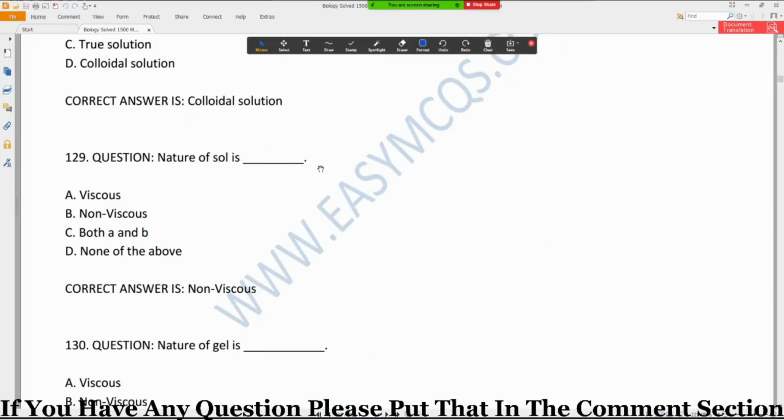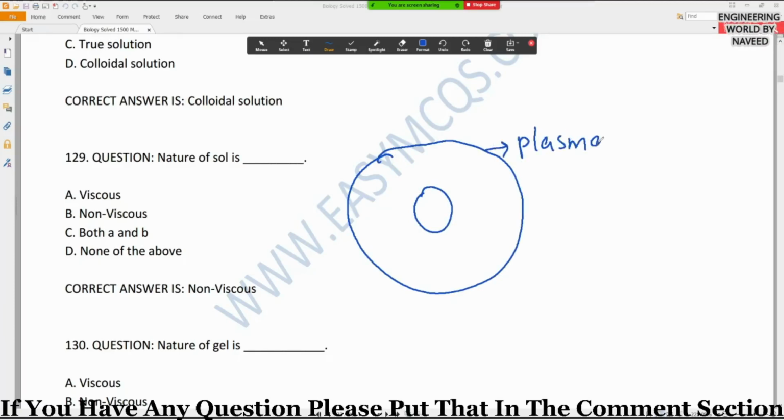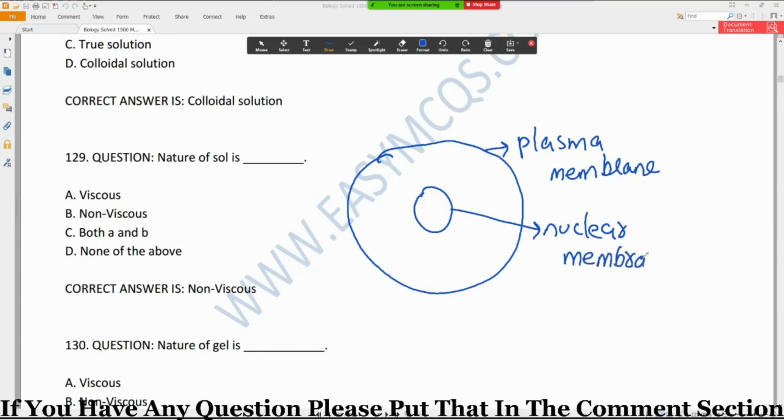129. Nature of sol is option A viscous, option B non-viscous, option C both A and B, and option D none of the above. Again, I can draw the structure of cytoplasm. For example, this is the cell, and here this is nucleus. This is plasma membrane, and this is nuclear membrane. So the region between the plasma membrane and the nuclear membrane is called cytoplasm.